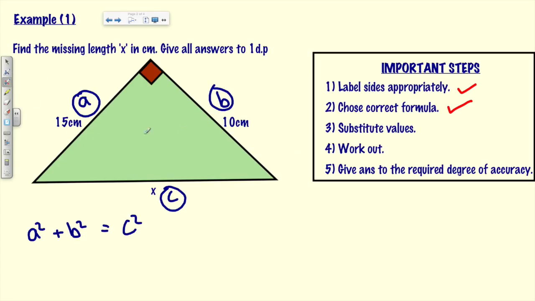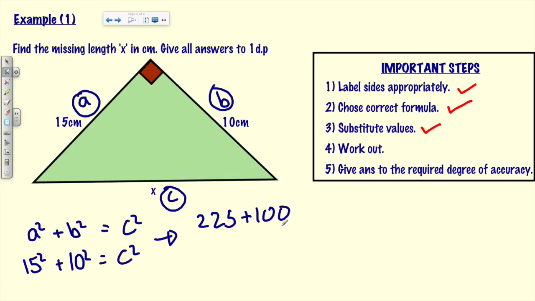And now to substitute the values into the a and b, and so on. So a would be 15. A would be 15 squared plus b, which is 10 squared, equals c squared. So the next step after we substitute values is to work out, and that will be 15 squared, which is going to be 225, and 10 squared, which is 100. This will equal c squared.